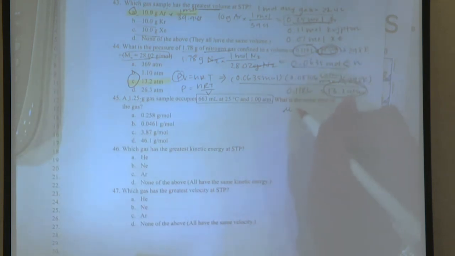So if they ask us for molar mass, which I'm going to denote by mu, mu is going to be grams per mole. We have grams, which they give us here, but we don't have moles, which is what we're going to find using our gas laws, right? So this V is actually 0.663 liters, T is 298 Kelvin, and P is 1 atm. So I've done the converting here.